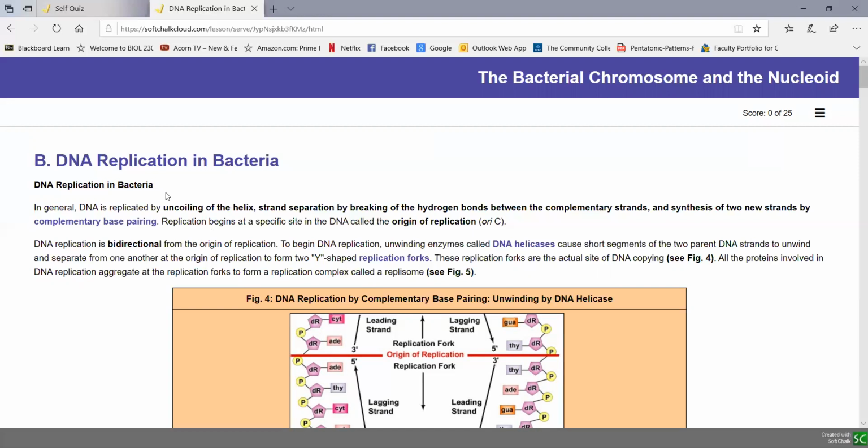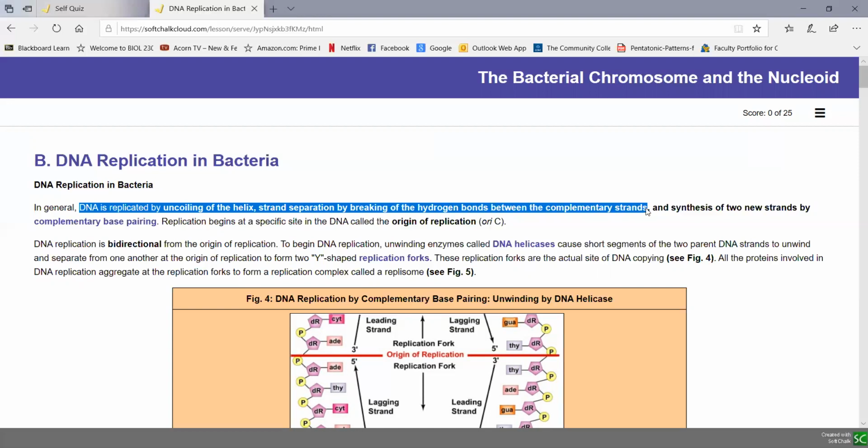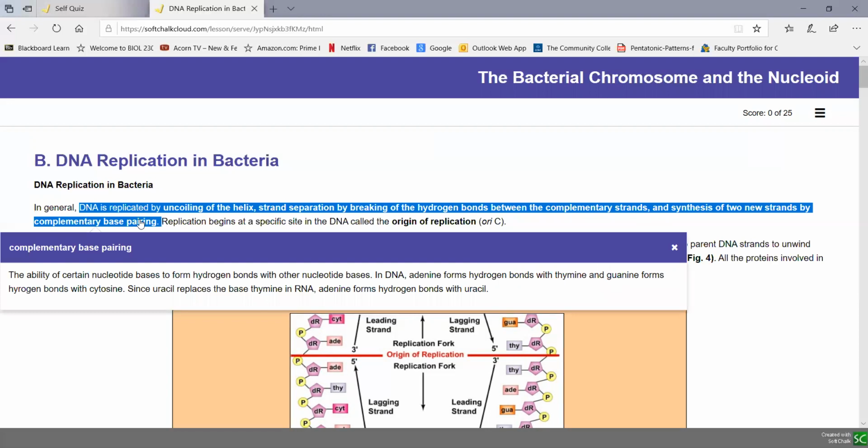So let's start in a very general sense. DNA is replicated by uncoiling of the double-stranded DNA helix. As it uncoils, the two parent strands separate by breaking the hydrogen bonds between the two complementary strands. And then there's synthesis of new strands by complementary base pairing. And that's, of course, where adenine can form hydrogen bonds with thymine, AT or AT, and guanine can form hydrogen bonds with cytosine, GC. Keep in mind, in RNA, uracil replaces thymine.